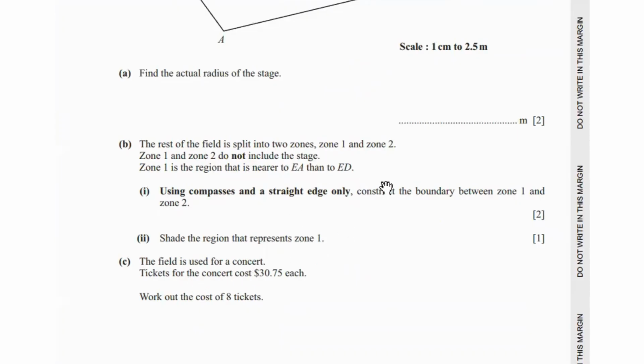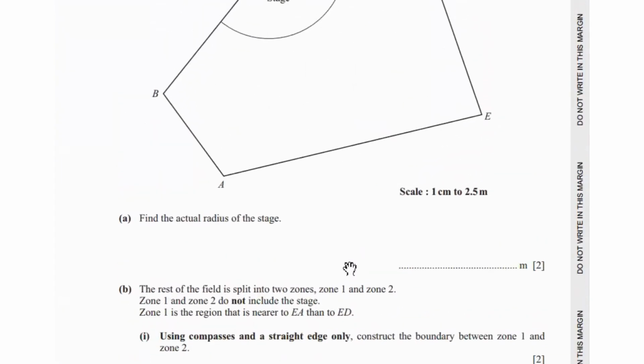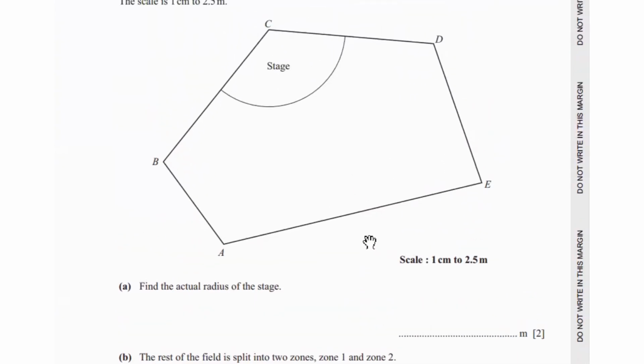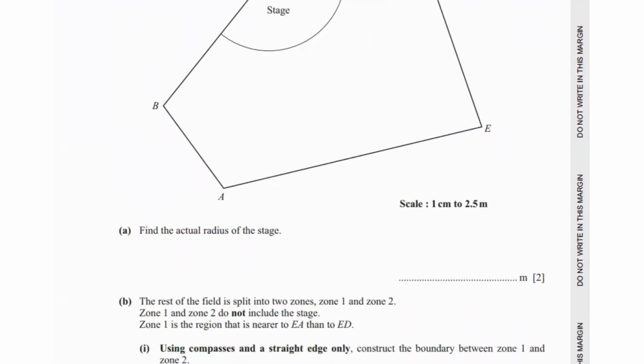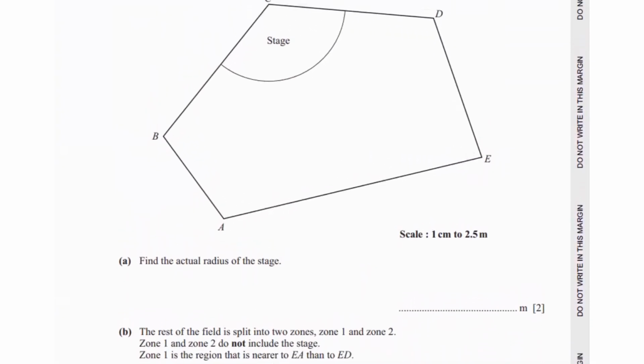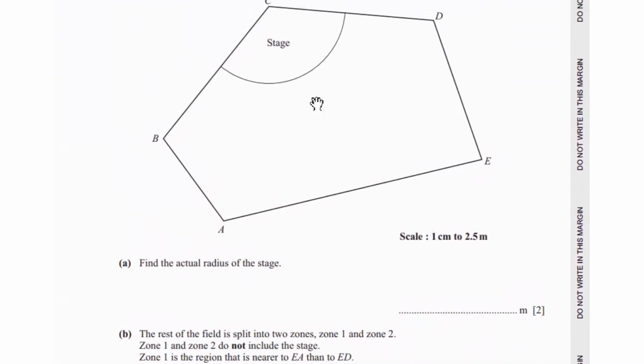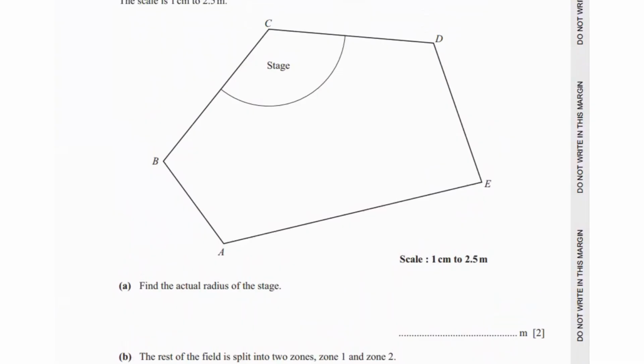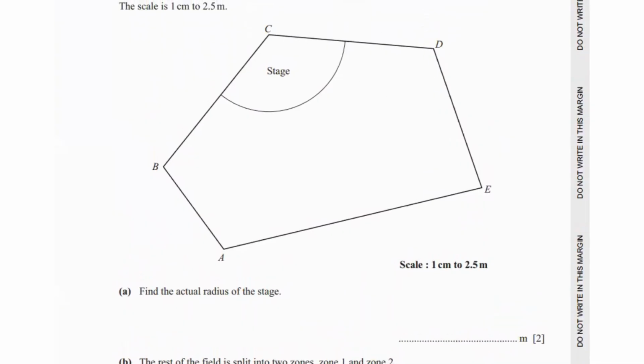Since the common part over here is E between EA and ED, what you will do is draw an angle bisector at point E, and then divide zone 1 and zone 2 using that angle bisector. Zone 1 is the region that is nearer to EA, so obviously zone 1 is going to be on this side and zone 2 is going to be on that side. For the angle bisector, you first measure the angle at E.